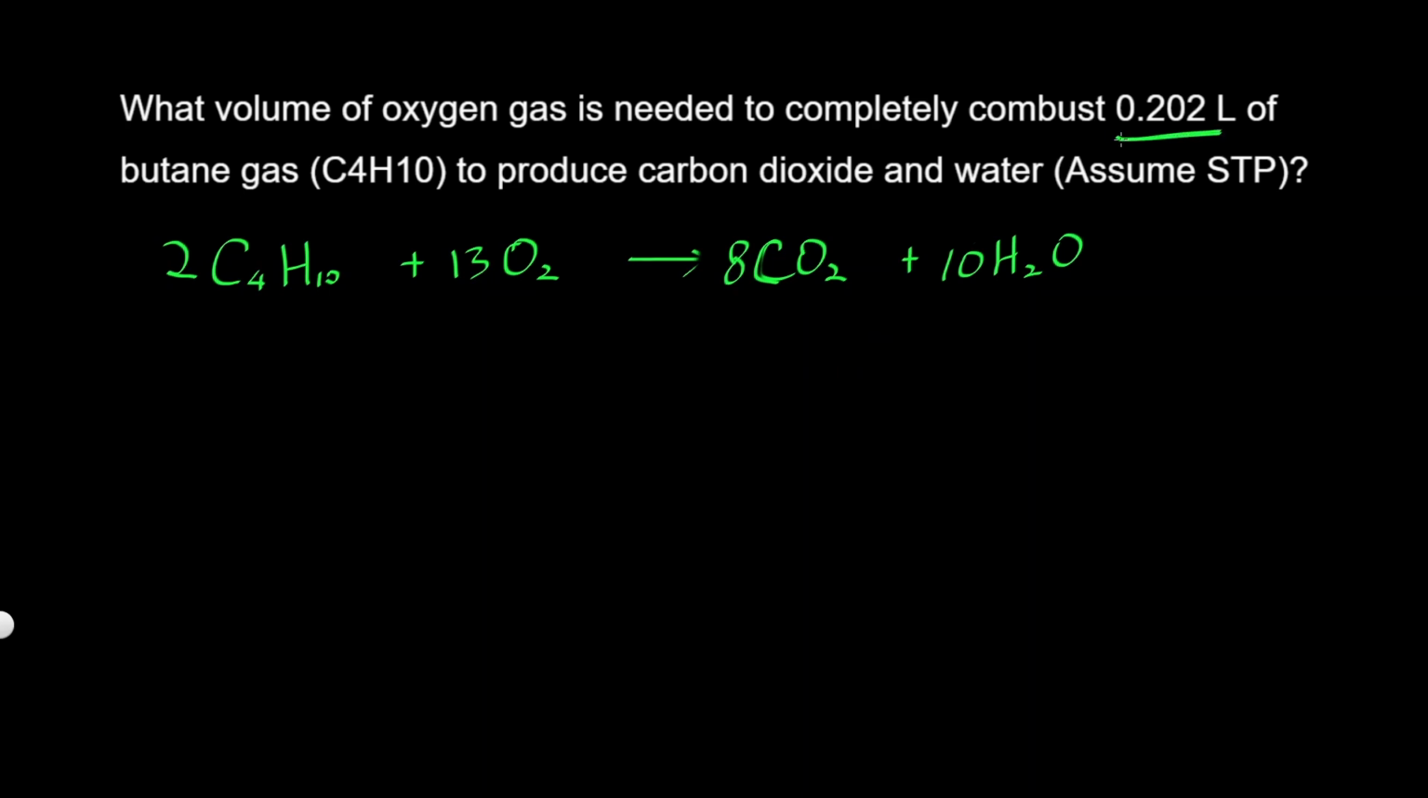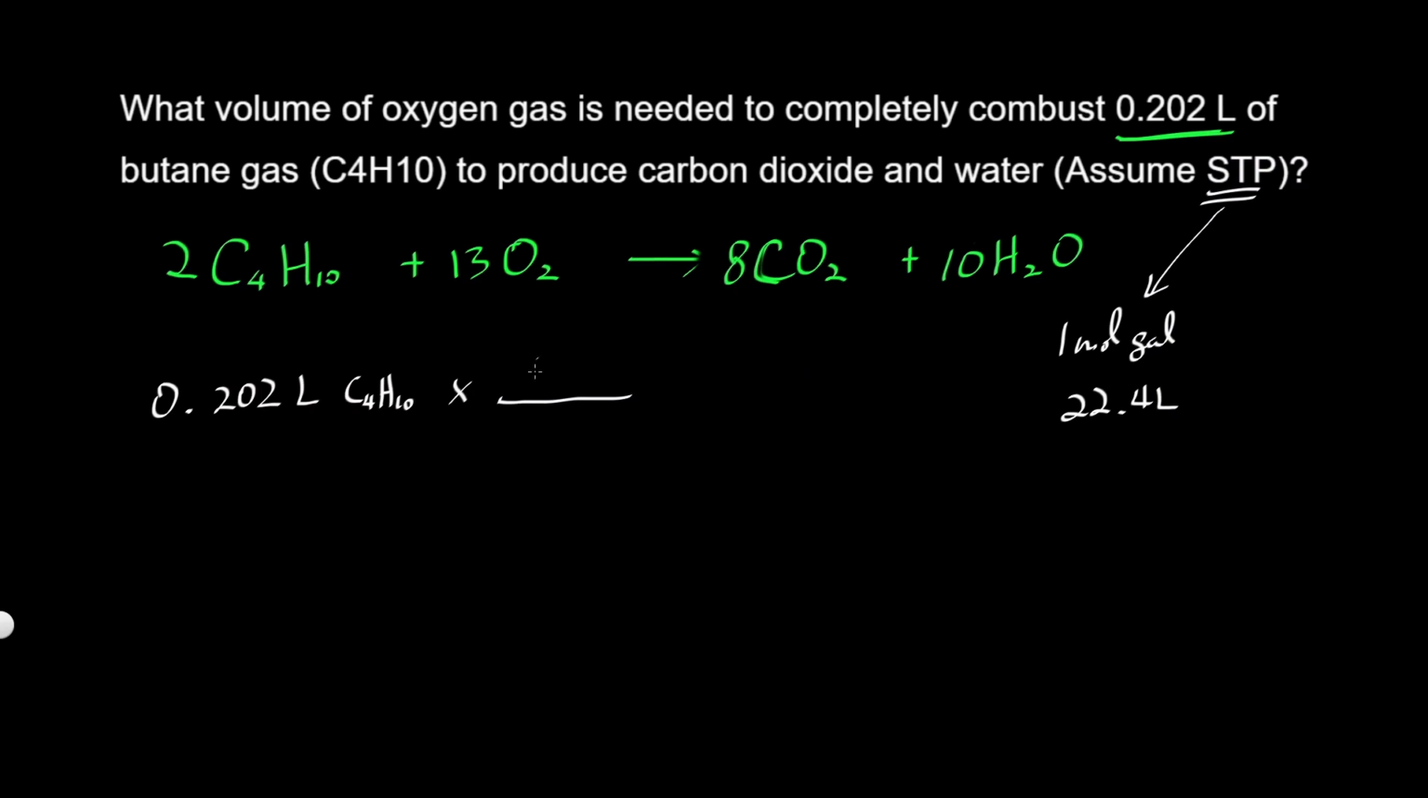Now let's start with whatever we're given. We're given 0.202 liters of butane gas, and then we need the volume of oxygen. So let's go step by step. At STP, you should know that 1 mole of any gas will occupy 22.4 liters. I put liters on the bottom so we can cancel that. It could be any gas, so I'm just going to put "but" for butane. That's 1 mole of butane.